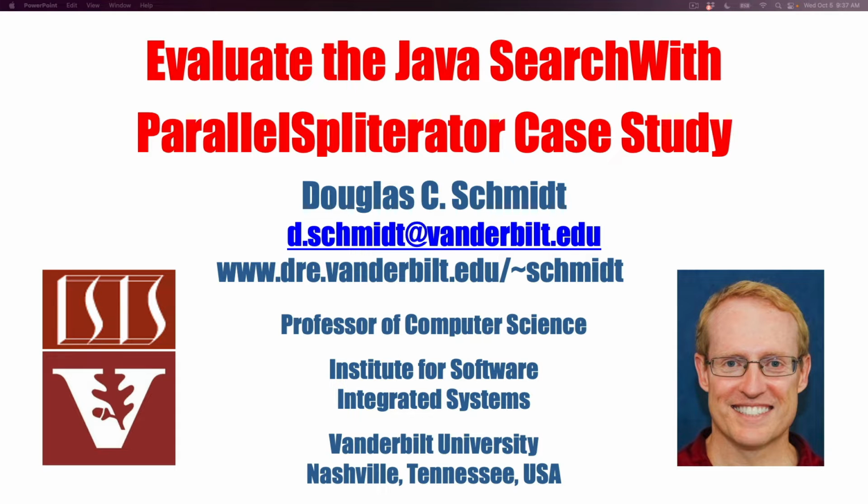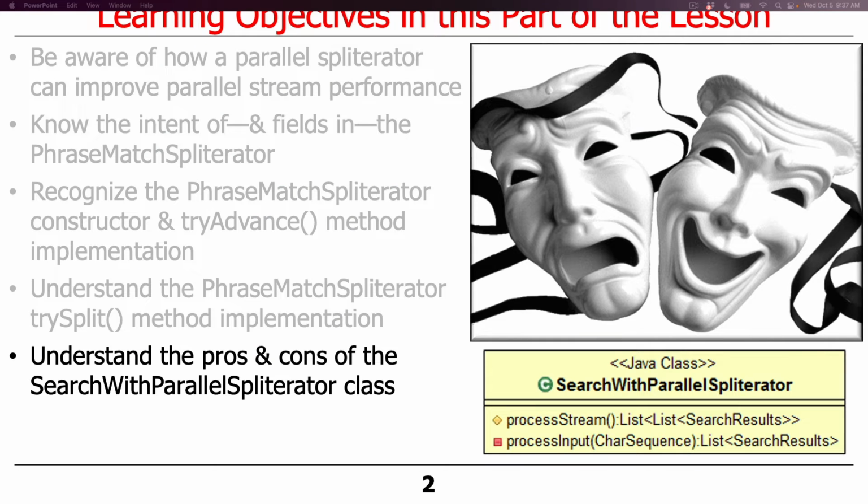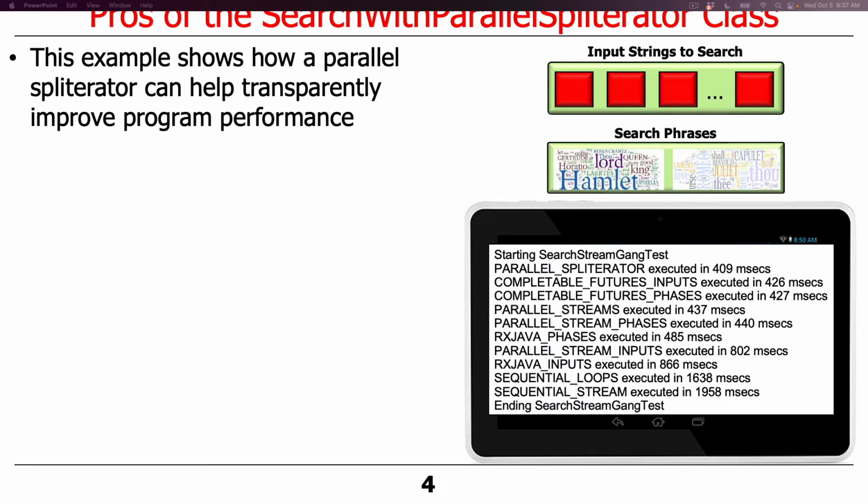So now that we've walked through the code for the Search with Parallel Spliterator case study, let's take a step back and talk about the pros and cons of what we've ended up with as our solution here. So we'll start with the good stuff.